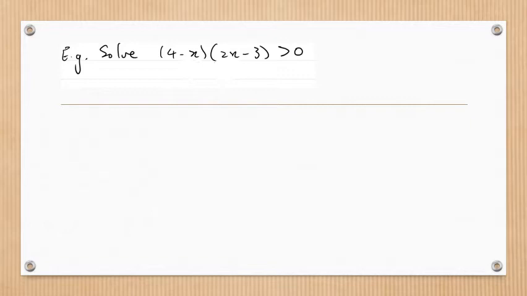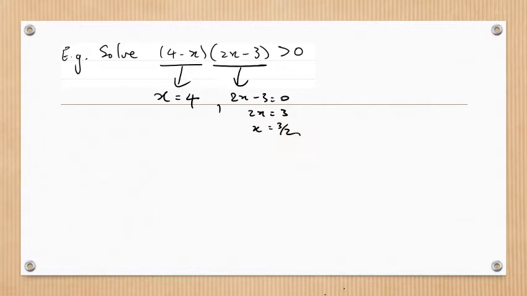So, solve (4 minus x)(2x minus 3) greater than 0. The first thing you need to do is tell me what the x-intercepts are. We'll do the one on the left first. 4 minus what gives you 0? 4, so x is 4. The other one? So 2x minus 3 equals 0. So you get 3 equals 2x, so x is 3 over 2. Okay?